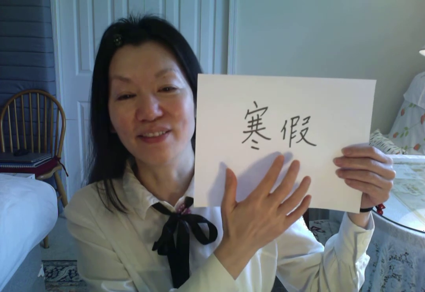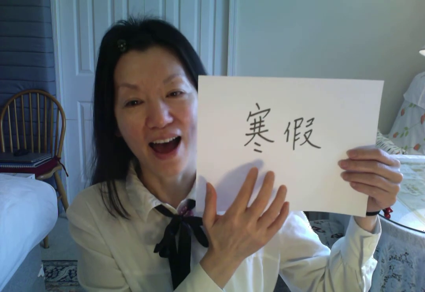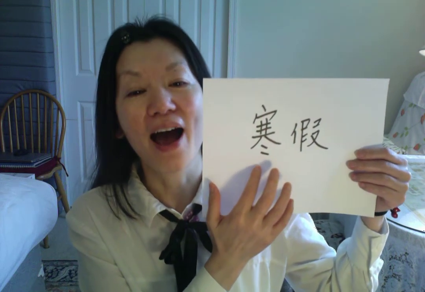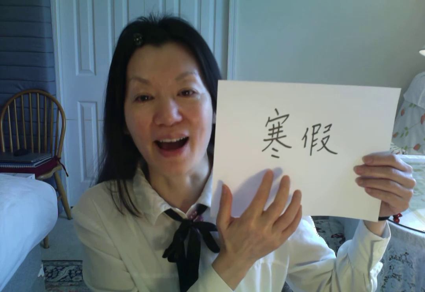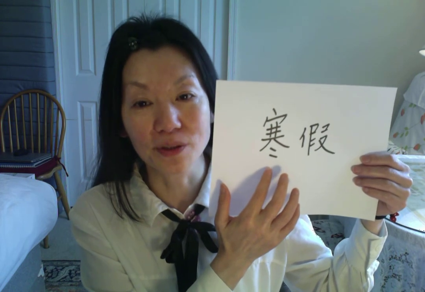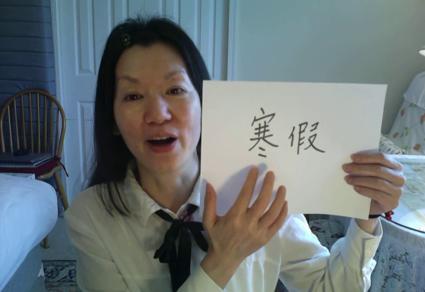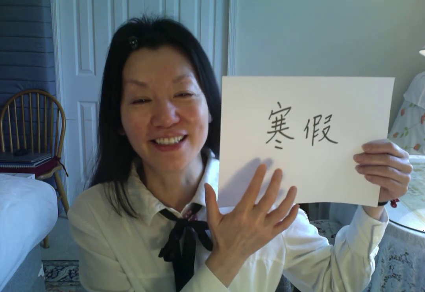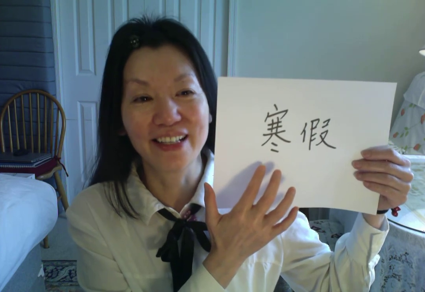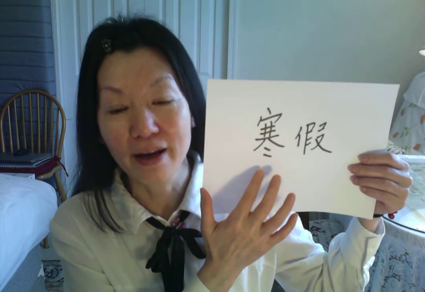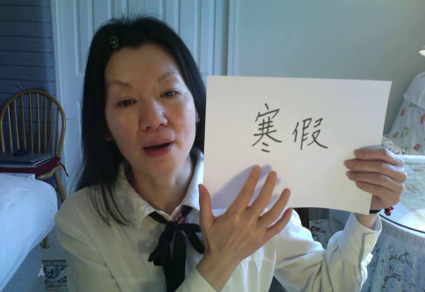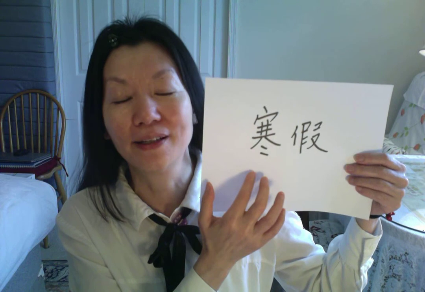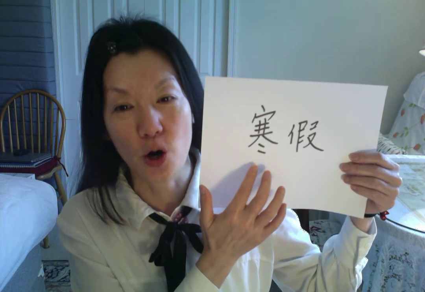Han, that's one. Jia. Han jia. One more time. Han jia, winter vacation. The character we pronounce han by itself means cold, very, very cold. We say han leng. If you follow my videos, we already learned the Chinese song. Leng is cold, han is cold, and together we say han leng. It means very cold.